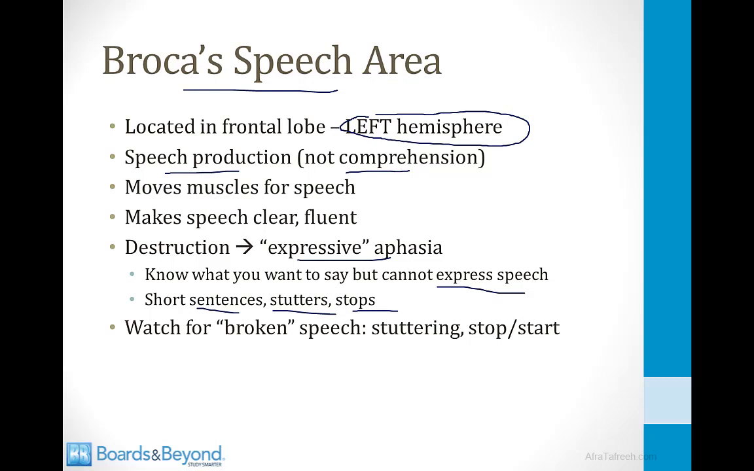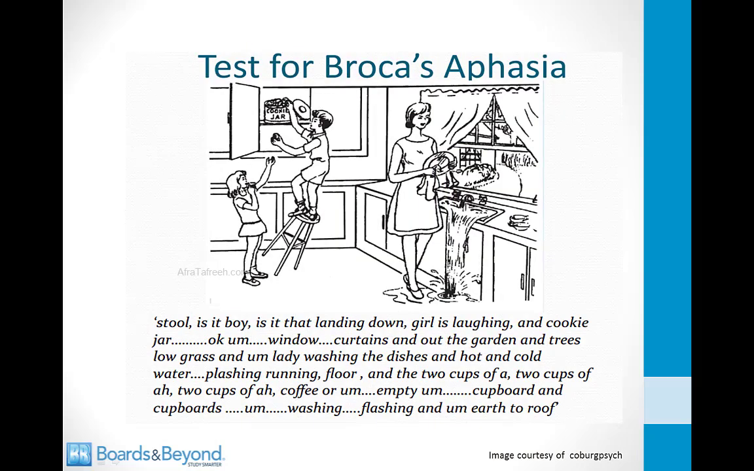So what you're going to want to watch for to identify a Broca's aphasia is a patient with broken speech that's stuttering, stopping, and starting. And here's an example of what a patient might say if you showed them this picture and asked them to describe what they see, but they have a Broca's aphasia.